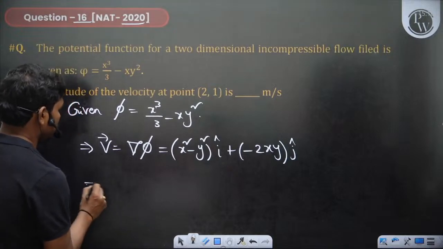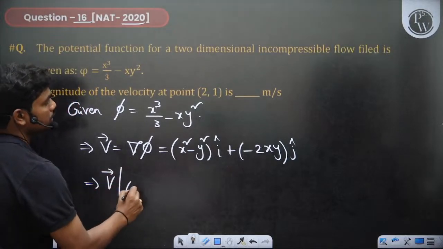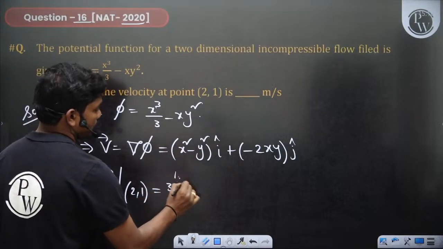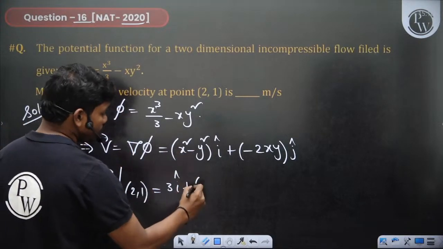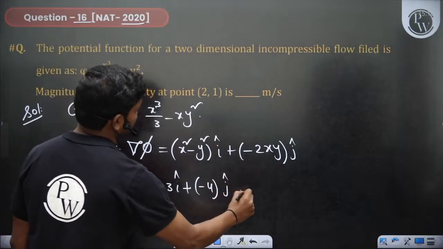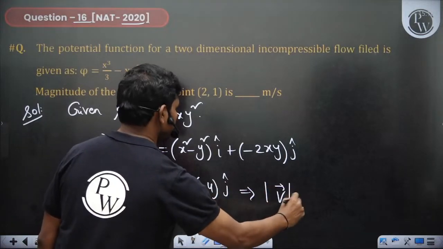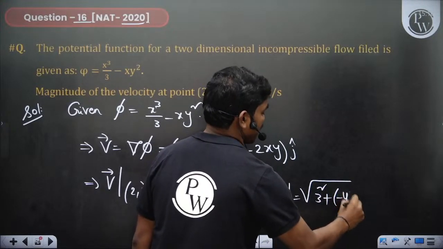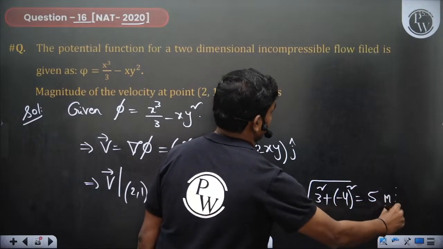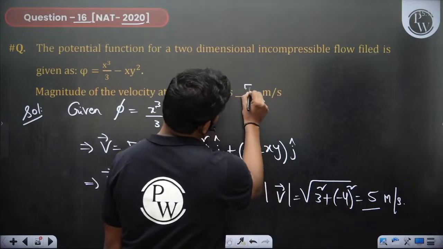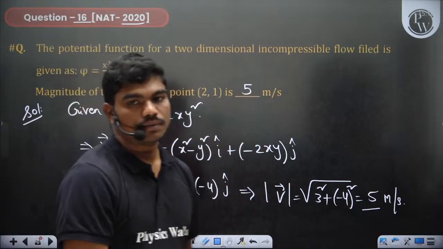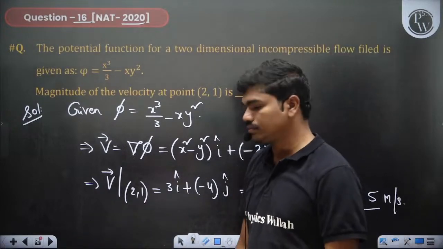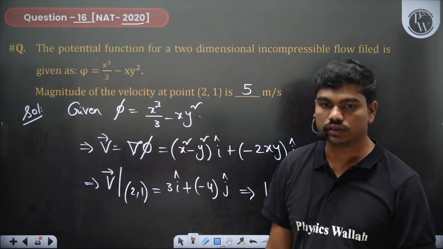So the velocity at the point (2, 1): if you put 2 comma 1, 4 minus 1 is 3, plus 2 comma 1 gives minus 4 j. So the magnitude of velocity is root of 3 square plus 4 square. Because if you have a function phi, you know how to calculate the gradient, that's all. It's like 1-2 steps to solve this.